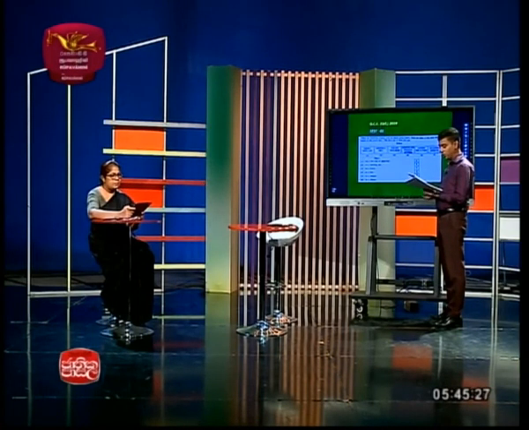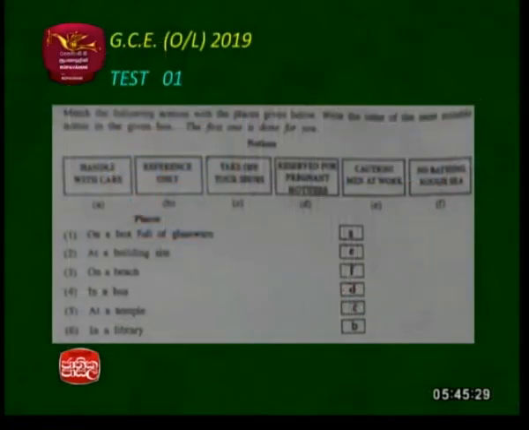On a box full of glassware, A, handle with care. That means be careful, as there is glassware. At a building site, E, caution men at work. Be careful, children, men are working. You must have seen "men at work" signs at working sites.